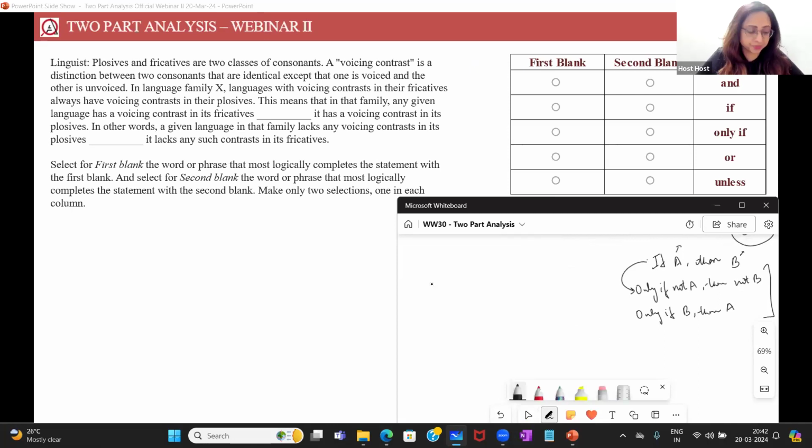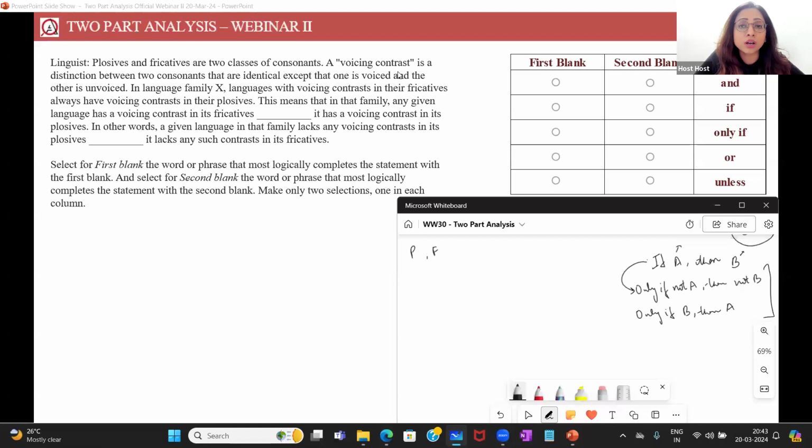So linguists, plosives and fricatives are two classes of consonants. Frankly, if I'm not a linguist, I don't know what they're talking about, right? So I'll immediately switch to, I'll call them P and F. Those are words that are rather complicated and don't really make sense in my mind, so I'll just try to stick to the letters, P and F.